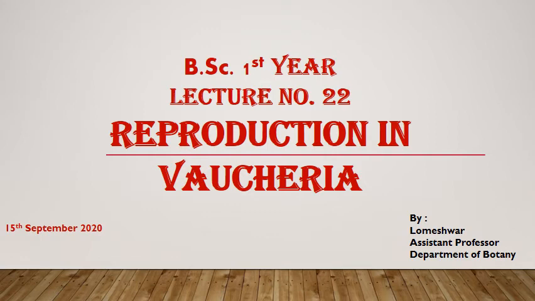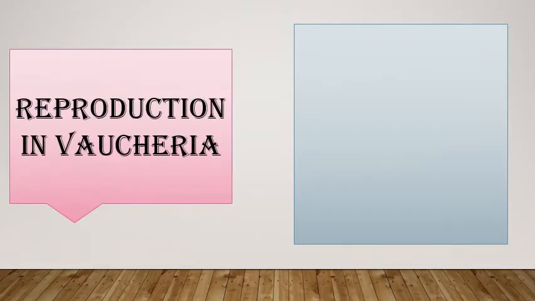Good morning, everyone. Today we'll discuss reproduction in Vaucheria. In this topic, we'll discuss various methods by which Vaucheria reproduces. So, firstly, it reproduces by vegetative reproduction.